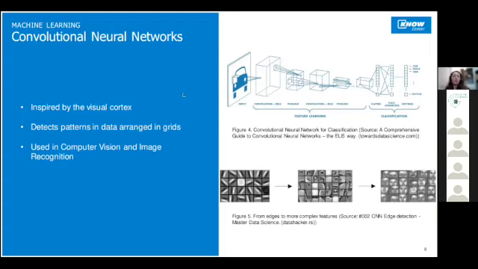Neural networks in general are inspired by the human brain. Convolutional neural networks are commonly used for computer vision and image recognition. They are inspired by the visual cortex. They detect patterns in data which is arranged in grids, for example images. As we can see in the picture on the upper right, here we have a car, then we have a network. In the end, we want our network to classify: is it a car, is it a truck, what kind of vehicle is it?